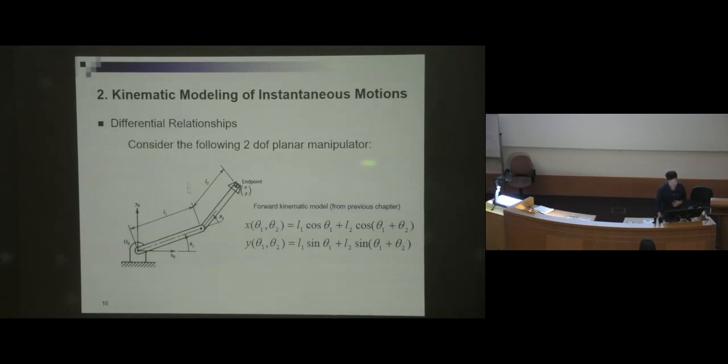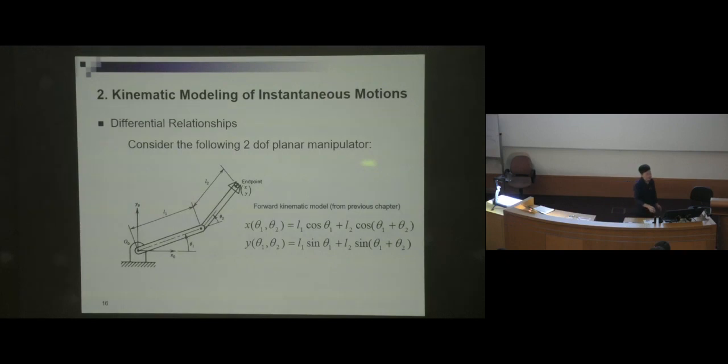We mentioned earlier, in chapter 1, that we are focusing on the position and orientation of the endpoint and its relationship with the joint. With that, we can form a kinematic model. We also talked about inverse kinematics, where, when you are given the endpoint, you can determine the joint angles. When you are actually operating the robot, you may want to control the speed at the end effector, the speed at the end point.